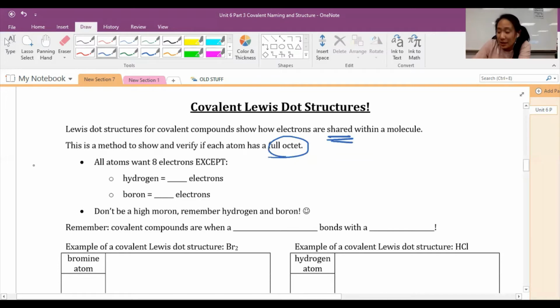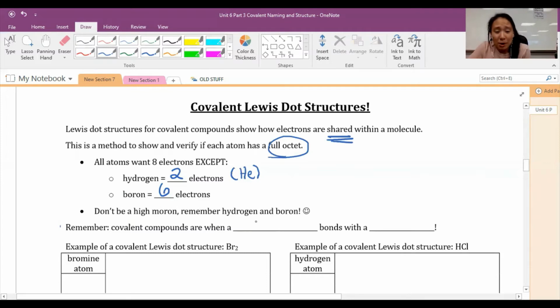Now, all of the elements want a full octet except 2 elements. Hydrogen only wants 2 because it's gonna be closer to the noble gas helium, because helium only has 2 electrons total. So 2's good. Boron is weird. It's just one of the weird ones. It only wants 6 instead of 8. 6 makes it stable. So these are the only 2 exceptions you know. Okay, so don't be a high boron. Remember hydrogen and boron have exceptions. Everybody wants 8 except for these 2 elements.